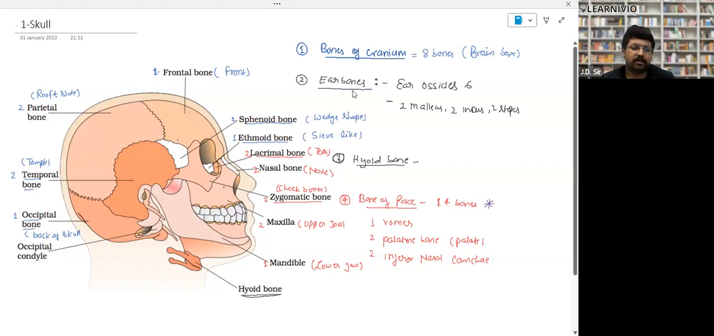How many total bones are there in our skull? Can you tell me? Even that question I've been asked. So here you need to note down some factual things. Take the screenshot, and you have to write it down. I will make you write it down. How many bones are there in our skull? Any idea? Tell me quickly, without the help of the internet.